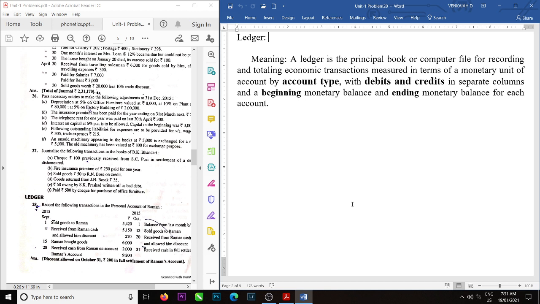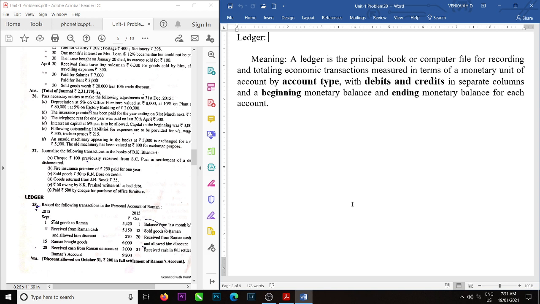The first step is that transactions were converted into journal entries. In problems number 13 to 25, we converted all the transactions into journal entries using accounting language. In that language, there are some basic rules. By using those basic rules, we converted the transactions into journal entries.